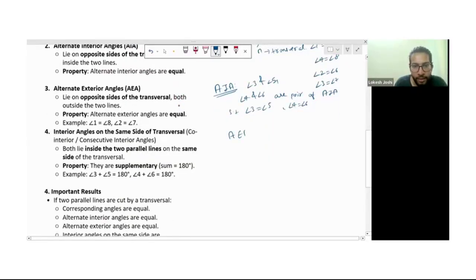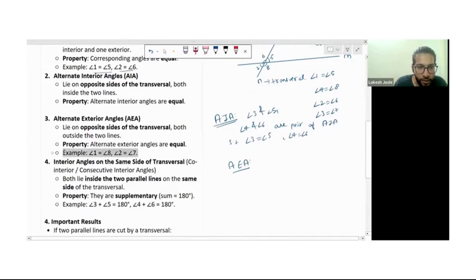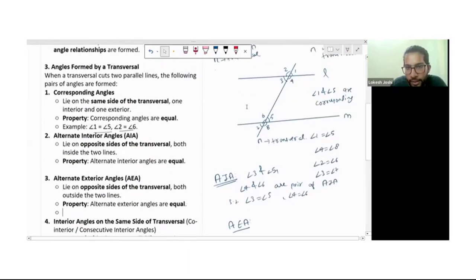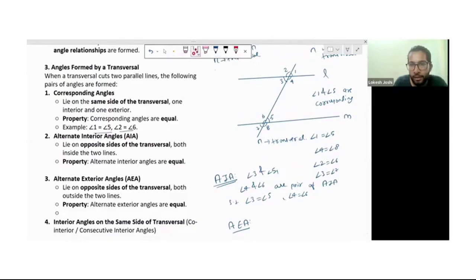alternate exterior angles. I am representing this by AEA, and if we look into the figure, it's angle 1 and angle 7. This is 1, this is 7. Angle 1 and 7, and both will be equal as the alternate exterior pair is also equal. And angle 2 and angle 8 also. This one, angle 2 and angle 8. So another pair is angle 2 is equal to angle 8.